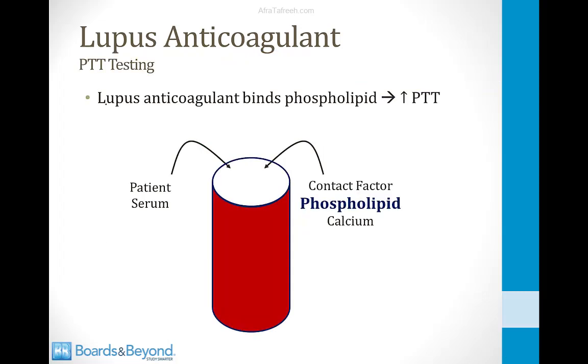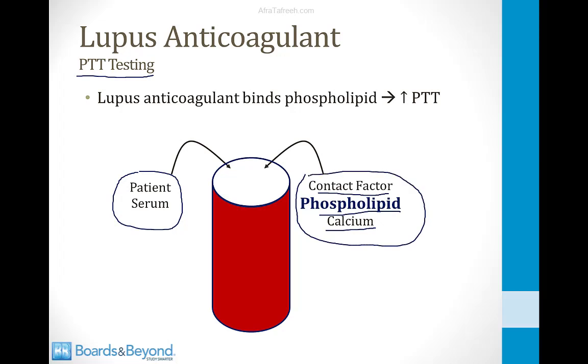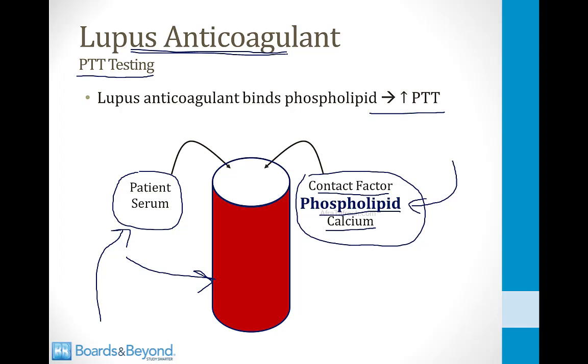To make this more clear, let's talk about how a PTT test is done in the laboratory. In the lab, you take a sample of a patient's serum, and to that sample you add contact factor, which will activate factor 12, as well as phospholipids and calcium. All three of these are required to make the coagulation cascade go. Once you add these three ingredients to the serum, blood clot will begin to form, and you measure the time it takes to form, and that time is the PTT. If the patient has a lupus anticoagulant floating around in their serum, that anticoagulant will bind to the phospholipid component of the test and interfere with the test, and that leads to a false prolongation of the PTT, and that's one way you detect the presence of a lupus anticoagulant in a patient who has the antiphospholipid syndrome.